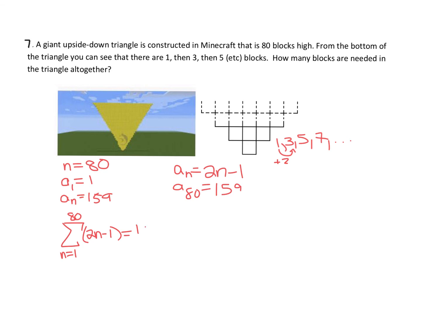If you do, you'll notice that it's 1 plus 3 plus 5. It just keeps on going. But I recommend that you just use that formula. It's the easiest way to do it. So we know we have 80 terms. We do 80 divided by 2 times my first term plus my last term. And this gives me 6,400 blocks.